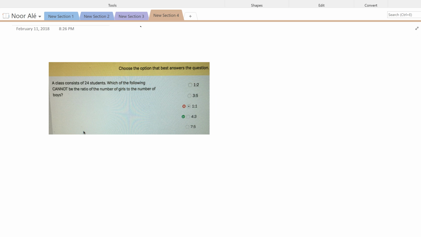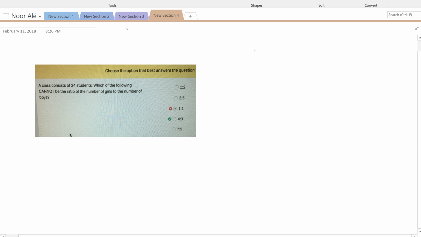A class consists of 24 students. I write 24. Which of the following cannot be the ratio of the number of girls to the number of boys? So, girls divided by boys, the ratio of G versus B, right? And they gave you the options. Now, when you look at the first option, G is 1.